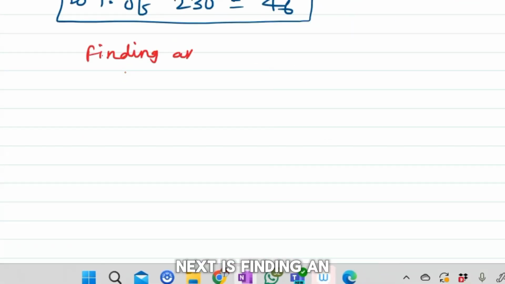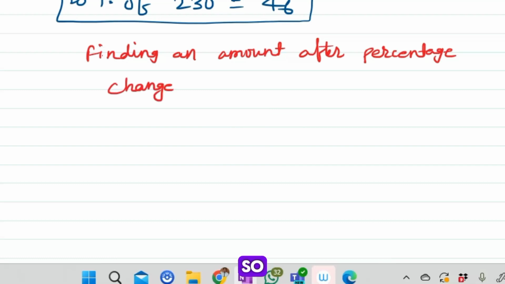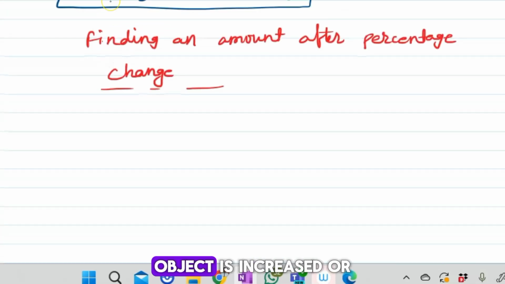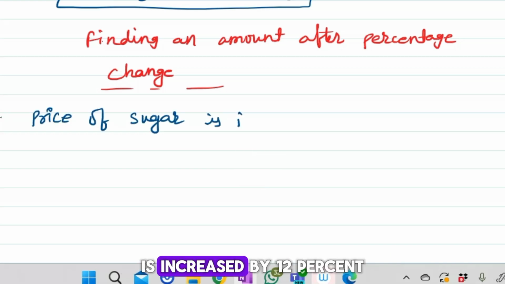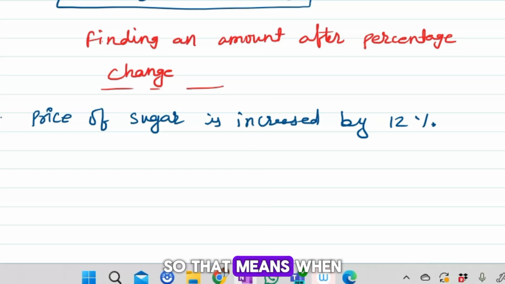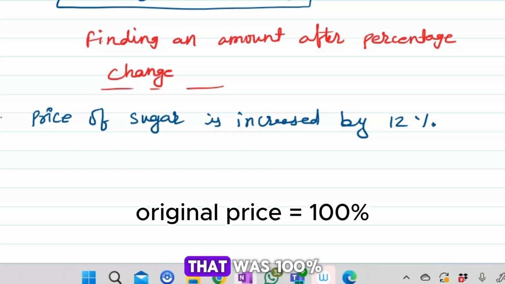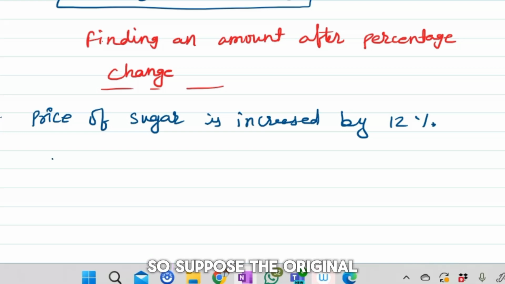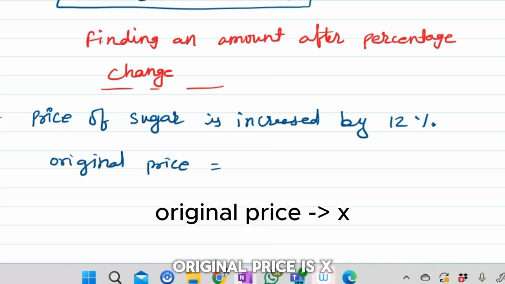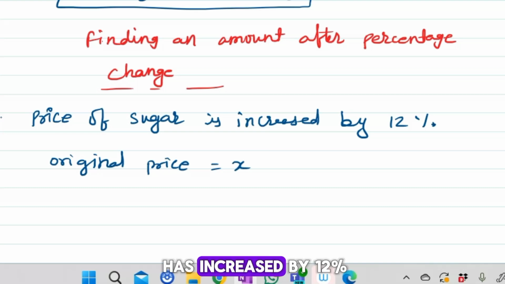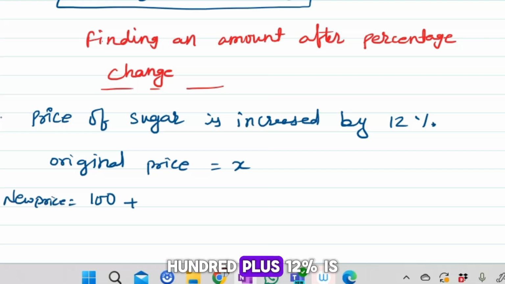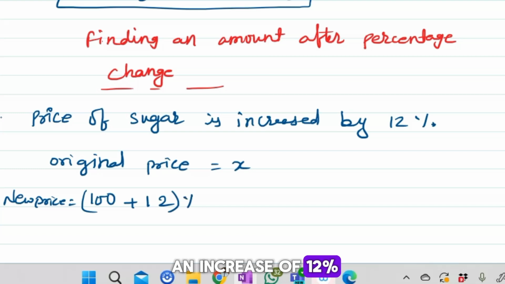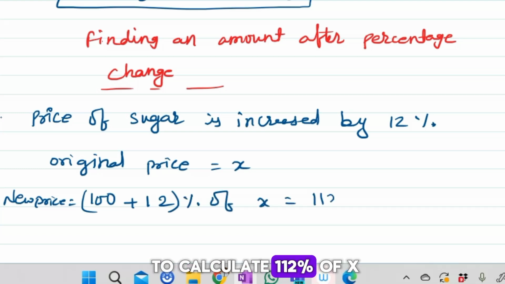Next is finding an amount after a percentage change. It's given that the price of any object is increased or decreased by some percentage. Suppose the price of sugar is increased by 12%. That means the original price was the 100%. This is a trick on these types of questions. Suppose the original price was x. Then on x it has increased by 12%. So 100% price was x, but it has been increased. So the new price which we will be calculating is 100 plus 12%, that means we need to calculate 112% of x.